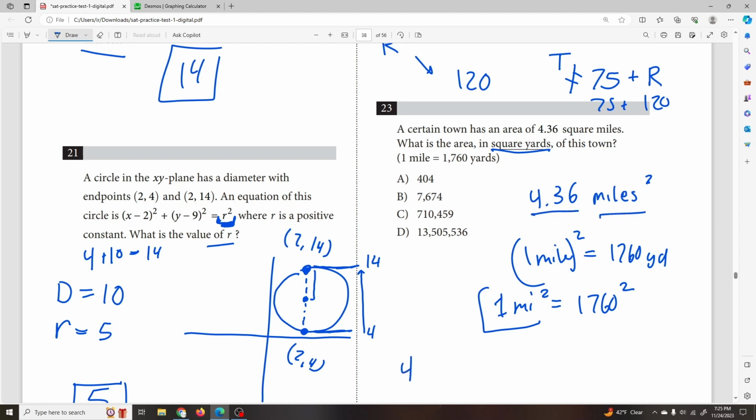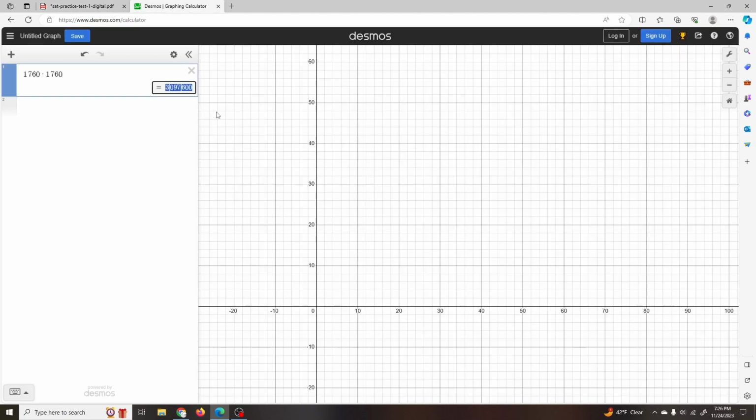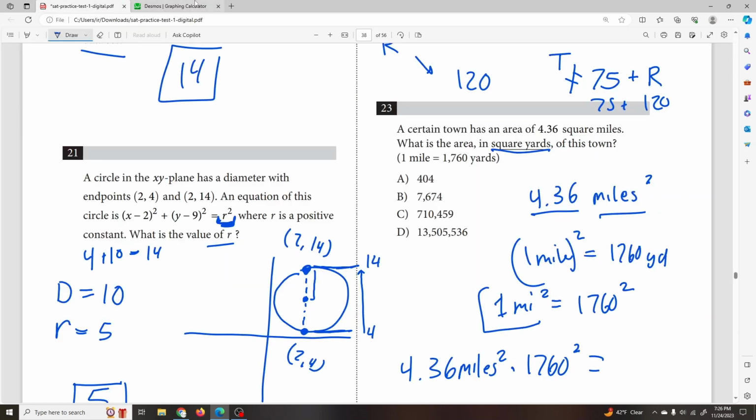So we have to multiply 4.36 miles squared by 1,760 squared, because 1 mile squared is equal to 1,760 squared. That's all. So we just multiply this by this, 4.36. We just Control C that value, place it into here, and times 4.36, and we get 13,505,000, which is going to be choice D, right? So don't get tricked up by that. We're dealing with square yards. That means that this conversion factor, we need to square on both sides to get square miles, and that's how we convert.